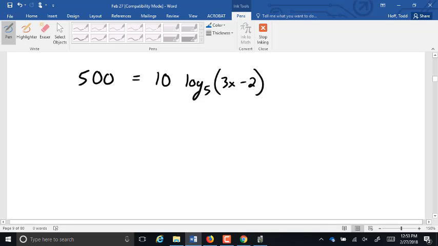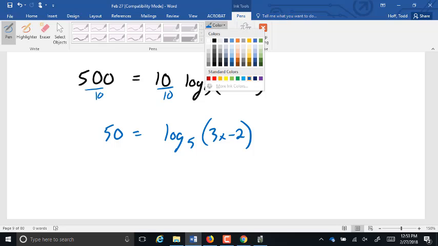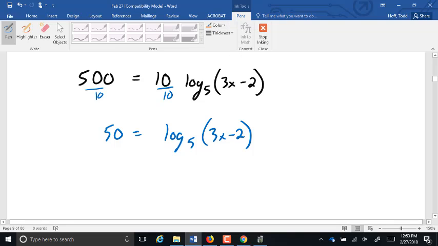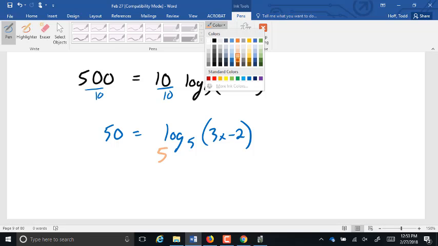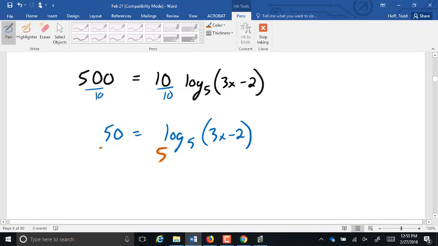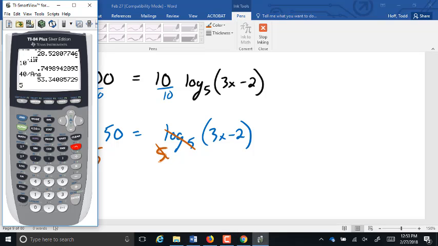So we have to isolate the log first. The first thing we're going to do is divide by the 10. So we've got 50 equals log base 5 of 3x minus 2. Now what do we have to do? To undo the log base 5, I'm going to do an exponent with a base of 5. 5 to the power of cancels out the log base 5. So we have 5 to the power of 50. Yes, that is a huge number.